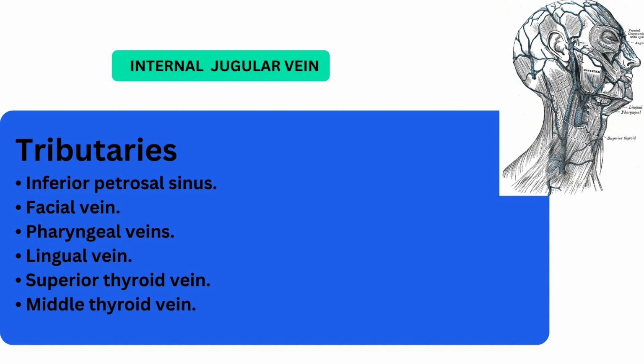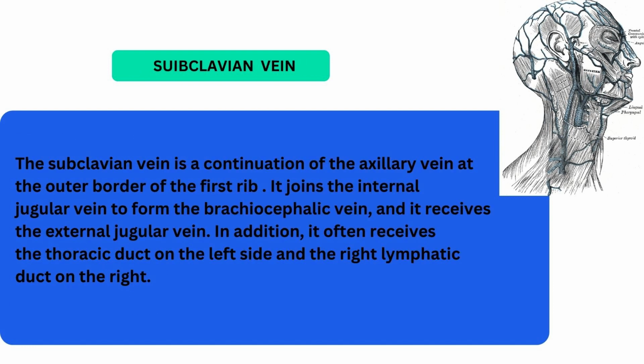Now the subclavian vein. Subclavian vein is a continuation of the axillary vein at the outer border of the first rib, and the axillary vein is formed by the basilic vein and the vena comitans of the brachial vein. The subclavian vein then joins the internal jugular vein to form the brachiocephalic vein, and it receives the external jugular vein. It often receives the thoracic duct on the left side and right lymphatic duct on the right side. Subclavian vein lies in the root of the posterior triangle of the neck, and it is used for cardiac catheterization. So this was all about the veins.